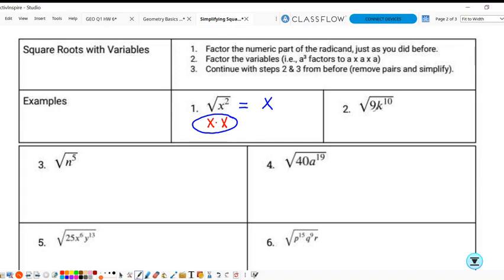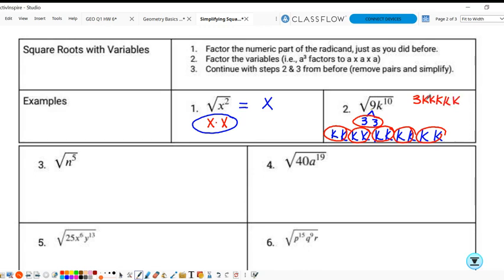Let's take a look at 9k^10 under the radical. Maybe you remember the square root of 9 is 3. That's our double number. So that is a pair, and we'll represent that once outside the radical. Now the k's, there are 10 of them. So I'm going to list all 10: 1, 2, 3, 4, 5, 6, 7, 8, 9, and 10. And we're going to go ahead and circle our pairs. We have 1, 2, 3, 4, and 5 different pairs. So outside the radical, I'd write each of those pairs 5 times.